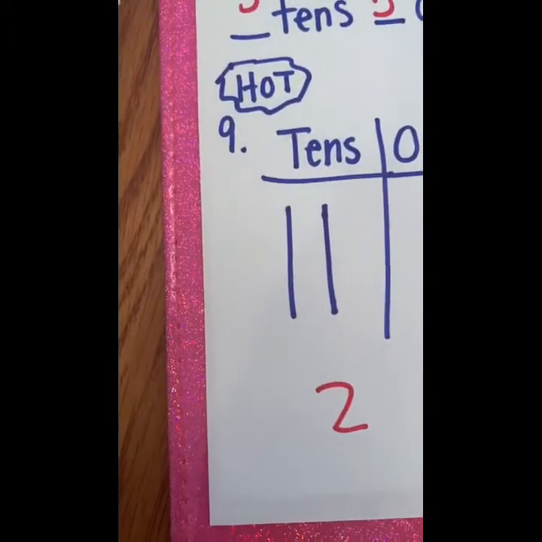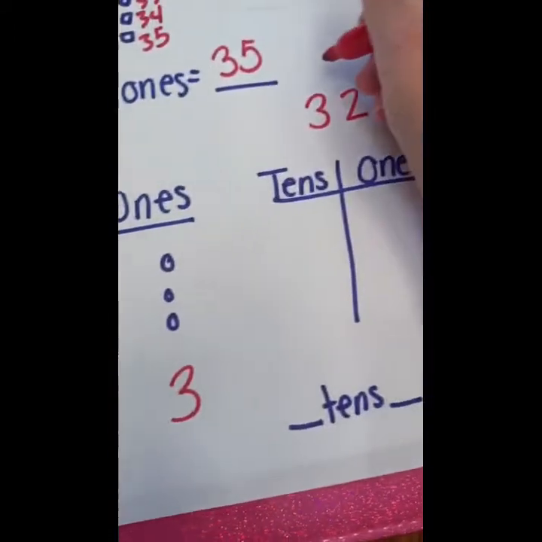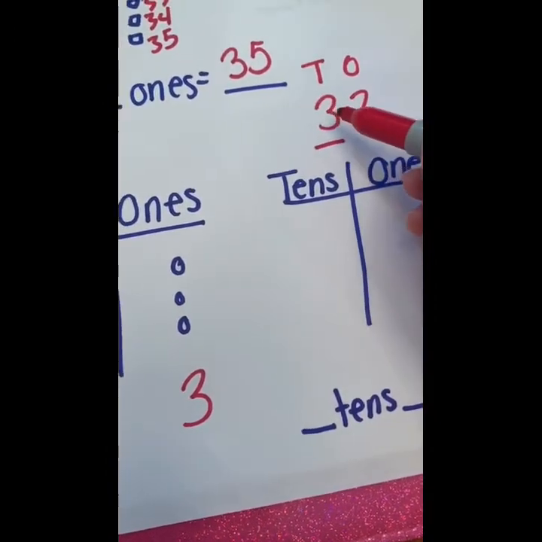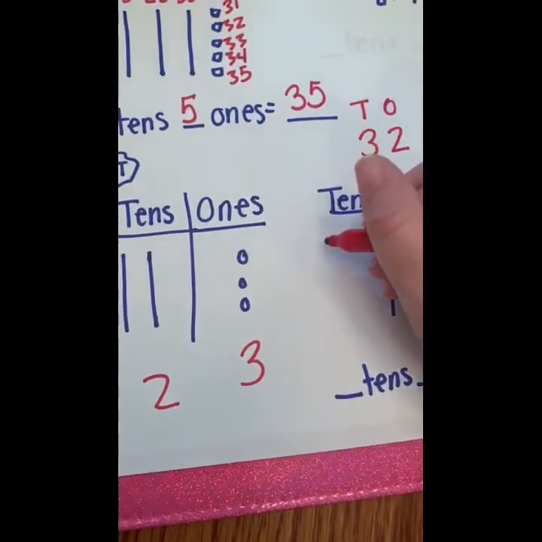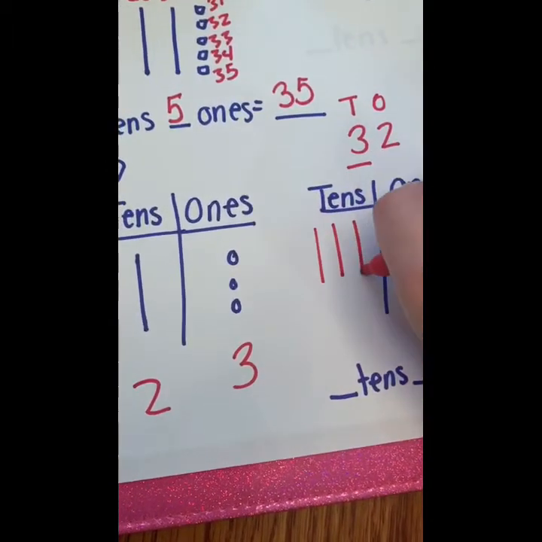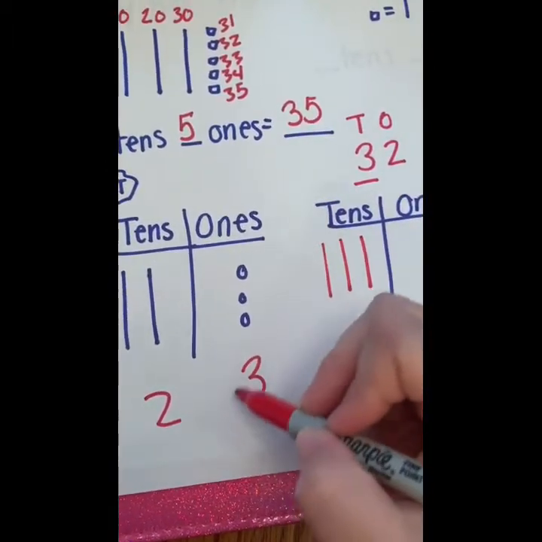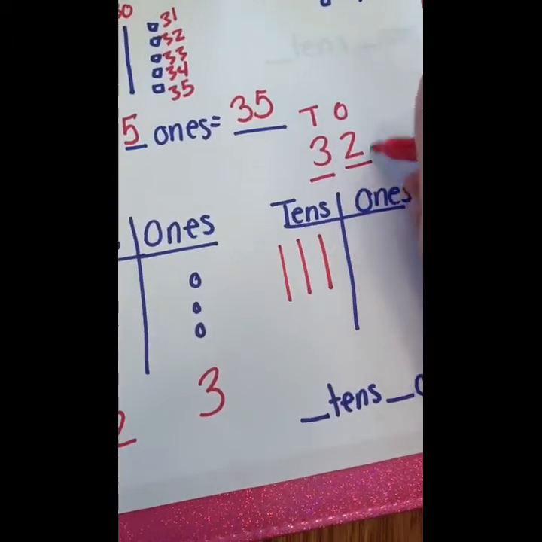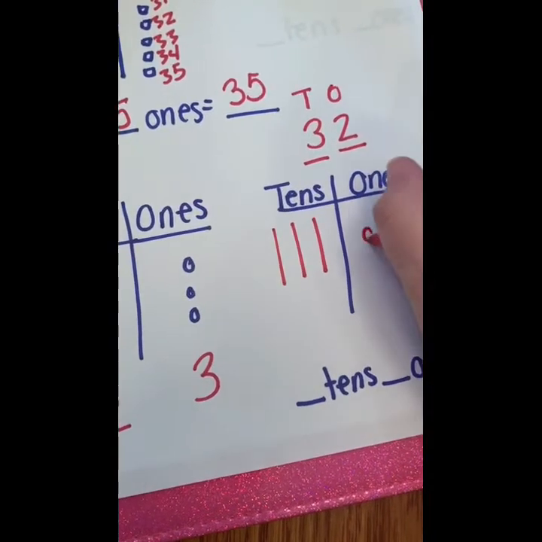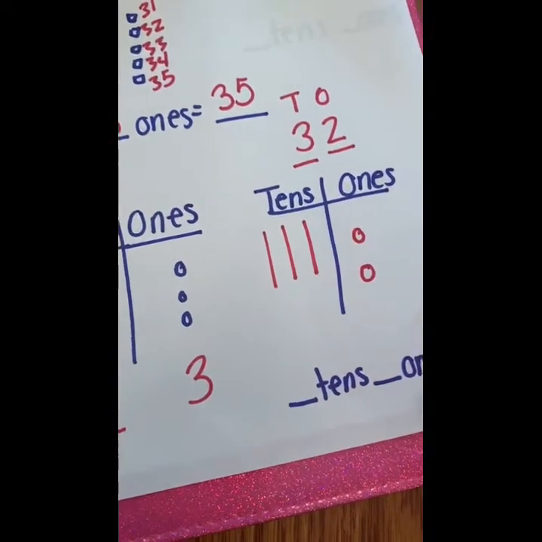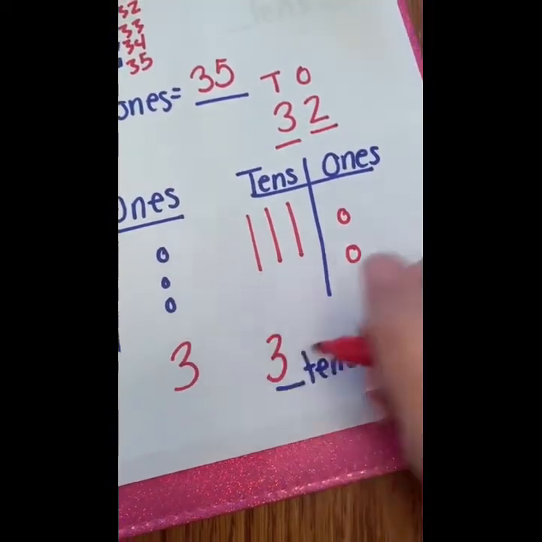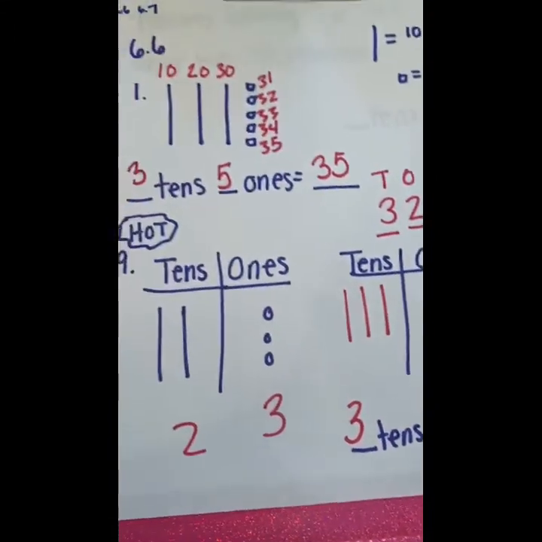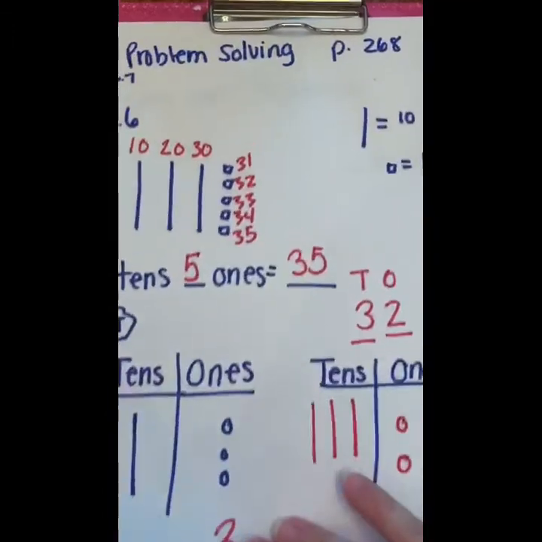So let's take a look at the number 32 and put TO above it. How many tens? Aha, 3. So they were supposed to draw 3. They did the numbers reverse. So how many ones were they supposed to have? Only 2. So the number 32 looks like this. 3 and 2. I hope that helped you with numbers 1 and 9 on your packet.